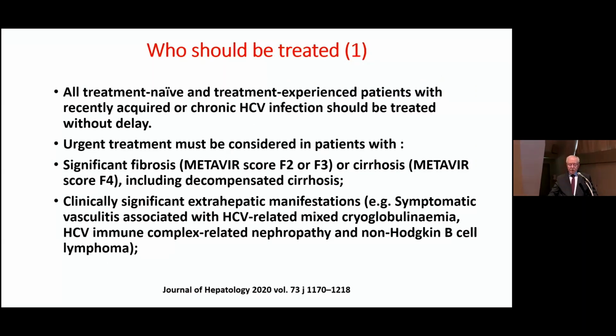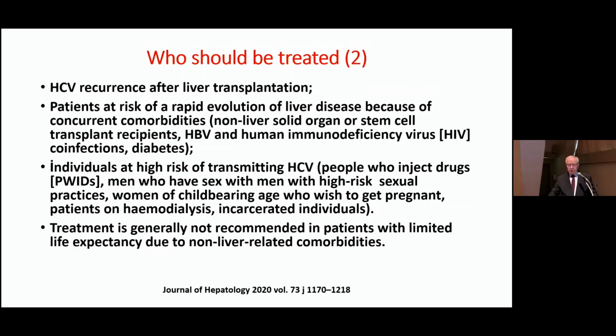Who should be treated? All treatment-naive and treatment-experienced patients with recently acquired or chronic HCV infection should be treated without delay. Urgent treatment must be considered in patients with significant fibrosis and clinically significant extrahepatic manifestations, HCV recurrence after liver transplantation, patients at risk of rapid progression of liver disease because of concurrent comorbidities, and individuals at high risk of transmitting HCV. Treatment is generally not recommended in patients with limited life expectancy due to non-liver related comorbidities.